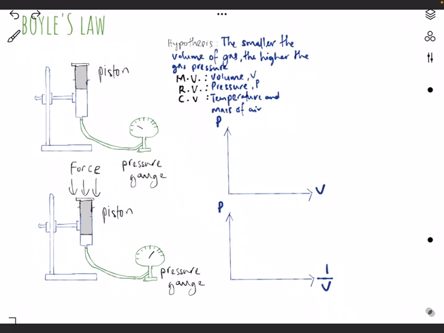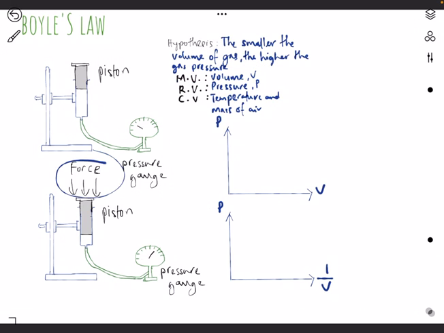Okay, now let us go back to this diagram. You can see the difference between the two diagrams here. We have a large volume in the first diagram and a smaller volume in the second diagram. For the first diagram, we have a smaller amount of pressure compared to the second diagram, shown by the pressure gauge.